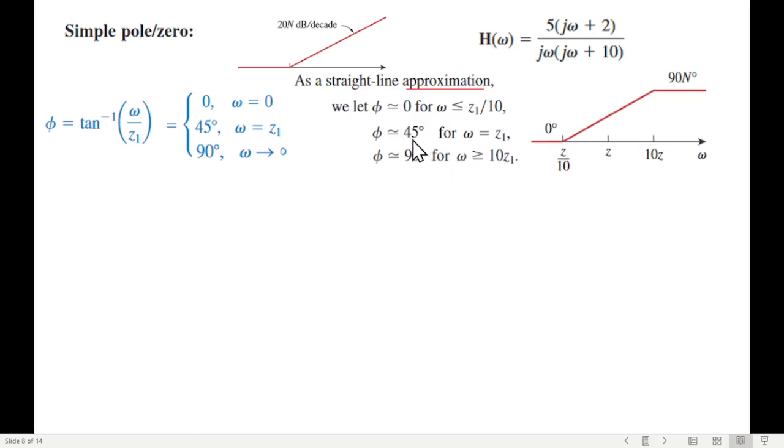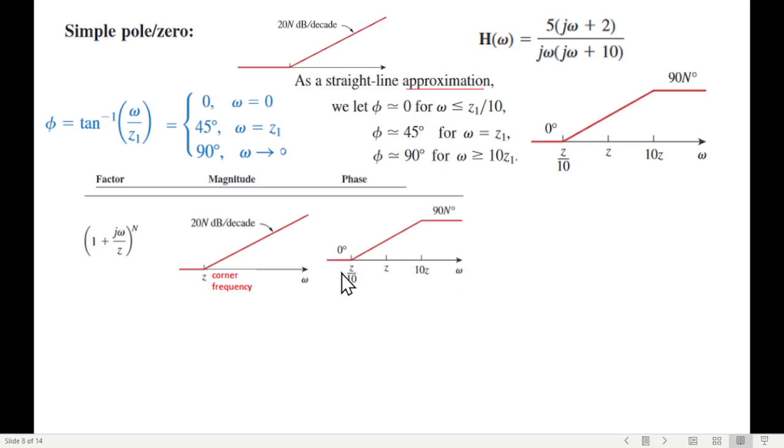Then the middle point, when it is 45, no issue, it's continuing with the slope. And what about this point where it is 10 times greater, instead of infinity? When it is 10 times greater than z1, then the value will be 90 degrees. So we'll use this graph, this 90 degrees, and this is 0, and this is the slope. Okay, so this was the magnitude for the simple 0, and this is the phase angle for the simple 0.